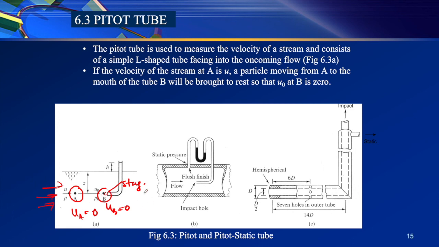This is the point we call a stagnation point. So if this Pitot tube is put into the streamlines, the point in front of this L-shaped tip is what we call the stream stagnation point, where the fluid will be brought to rest. The fluid will fill up this L shape, up to the point where the fluid in here is brought to rest. Therefore, the velocity at point B is 0.